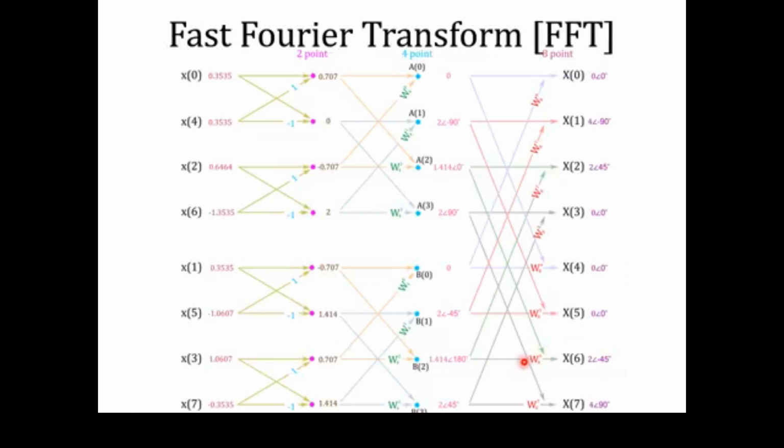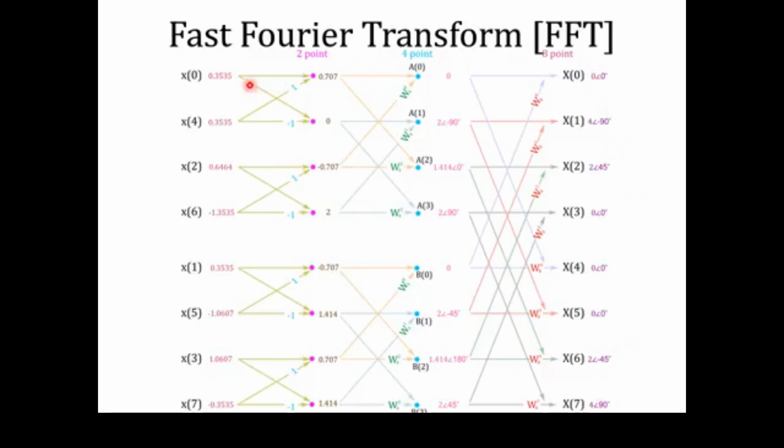The next step is to draw a butterfly structure for 8-point FFT, and in the first stage you will get the 2-point DFT output, in the second stage you will get 4-point DFT output, and the last stage you will get 8-point DFT output. And please note that we have to provide the input sample values in a scrambled order like x of 0, x of 4, x of 2, x of 6, x of 1, x of 5, x of 3 and x of 7. When we provide the input sample values in a scrambled order, then we will get the output sample values in a natural order from x of 0 to x of 7.